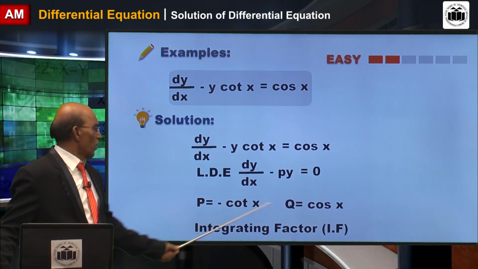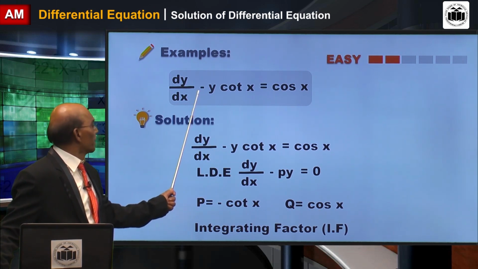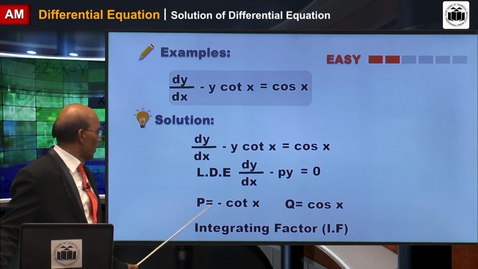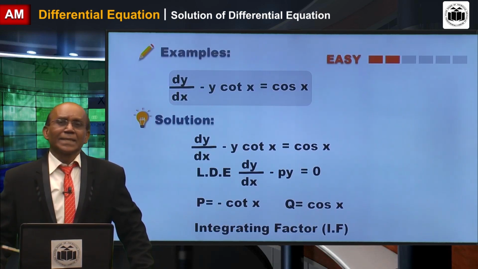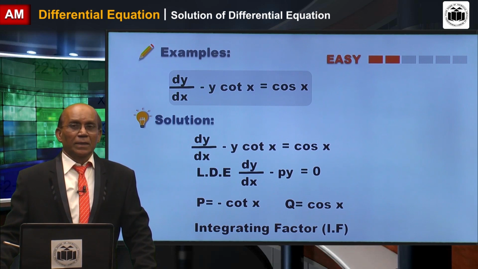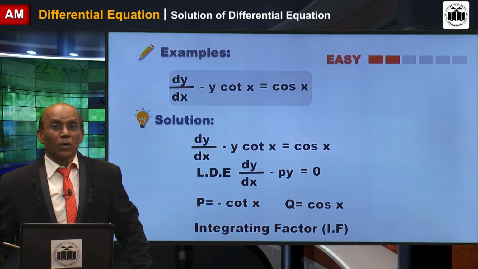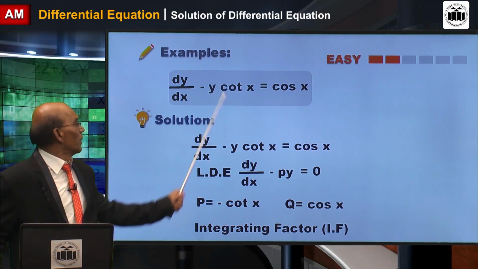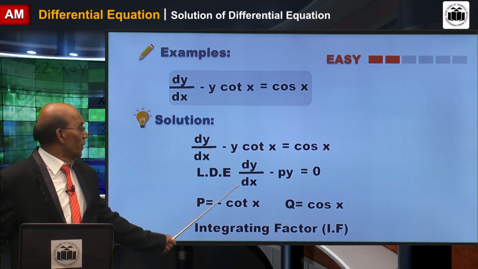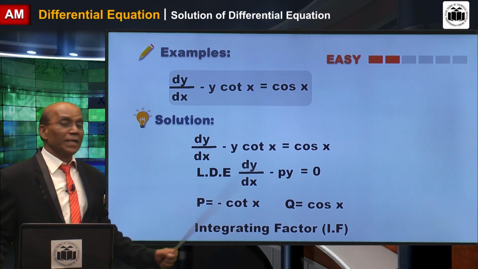The value of p is cot x, and again here the minus sign, keep in mind that minus sign, do not make mistakes here. So by taking the value of p equals to cot x. Next example is easy: dy by dx minus y cot x equals to cos x. Solution for this one: we compare with the standard form, we can find p and q, and again we can find the integrating factor.